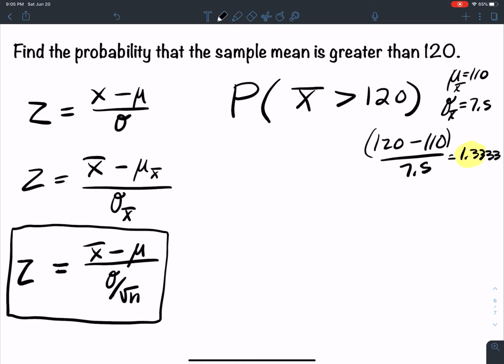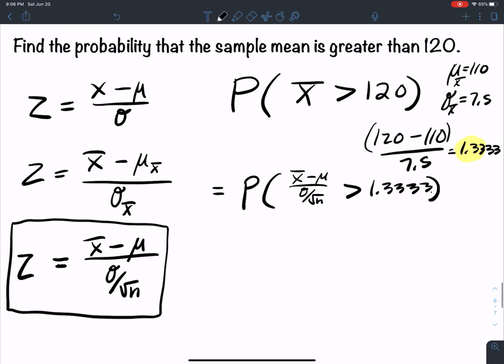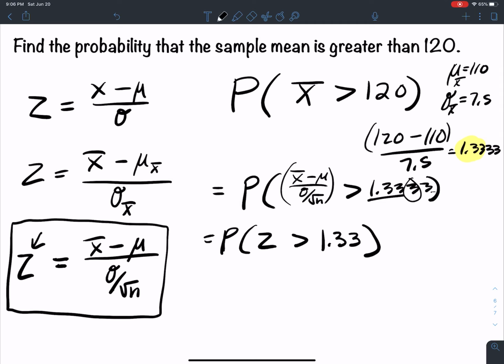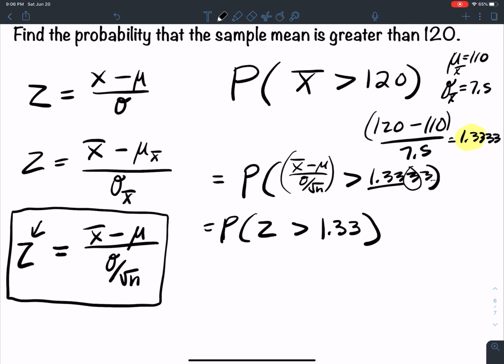Remember, your table only goes out 2 decimals for your z-score. So this becomes the probability of x bar minus the mean over the standard deviation divided by the square root of n, which is greater than 1.333333, and that goes on forever. This is replaced with z. So this is the probability that z is greater than, since I only do 2 decimals, 5 or more raise the score, 4 or less let it rest, 1.33. And I go look up this number.